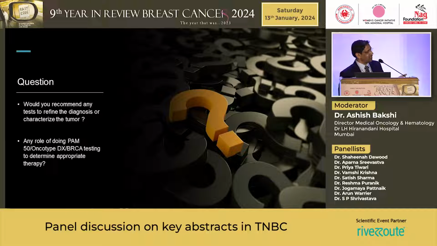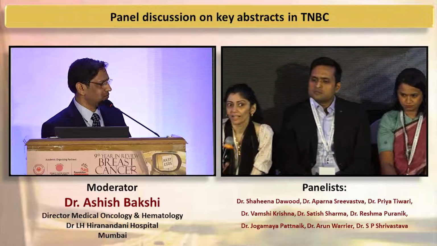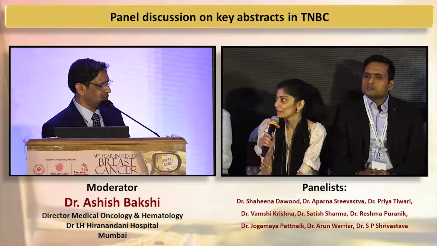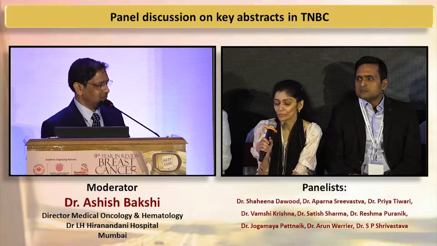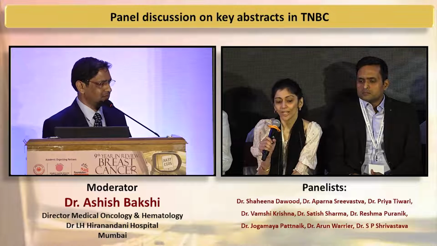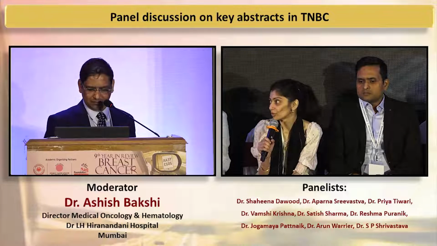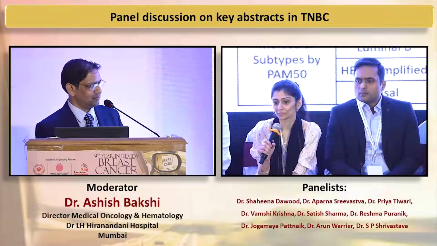Any other test that anyone would recommend in order to really refine the diagnosis, like doing the PAM50 to see the intrinsic subtype of the tumor, or looking at the mRNA expression on the Oncotype DX assay, or doing BRCA testing to determine the appropriate therapy? I think the only thing I would do is the BRCA because that will affect the management of the patient in terms of whether you're going to give olaparib or not. I would certainly not do PAM50 or Oncotype on this type of patient.